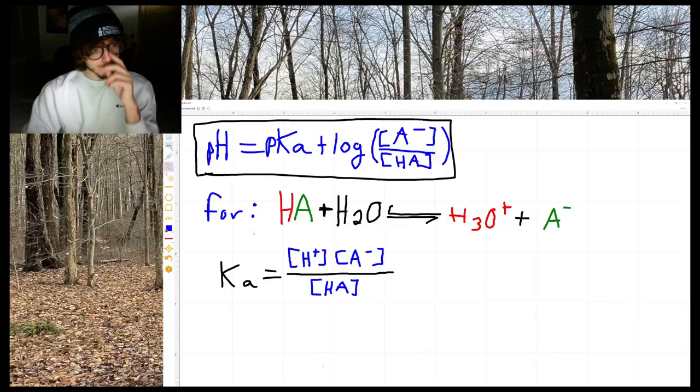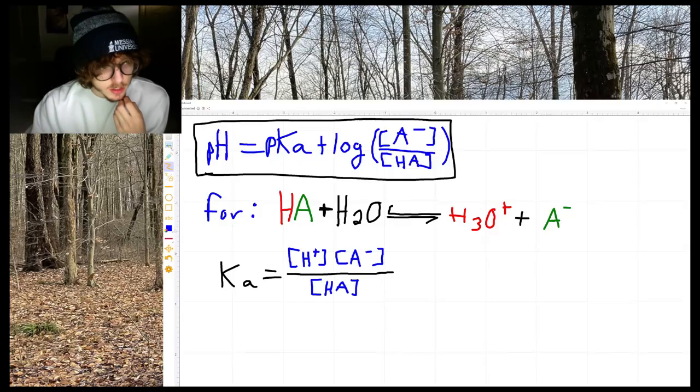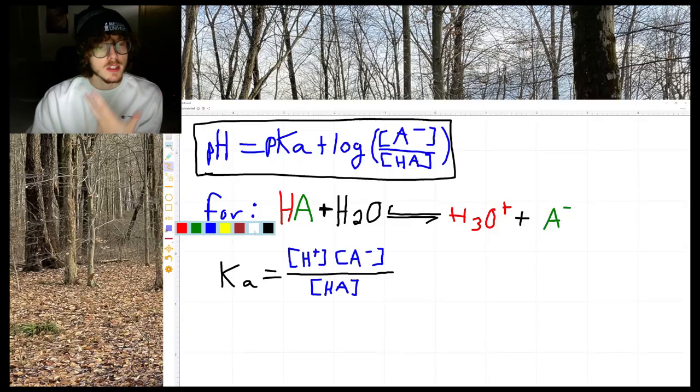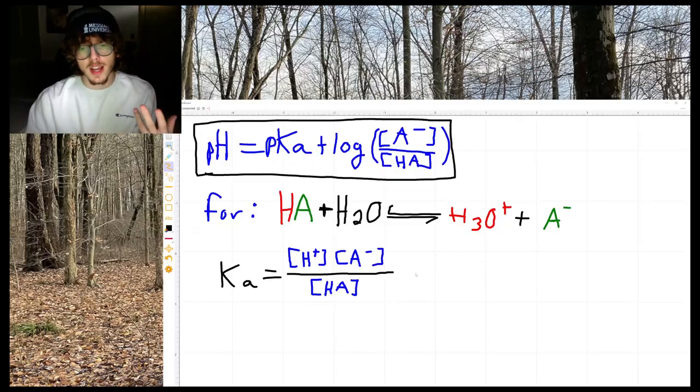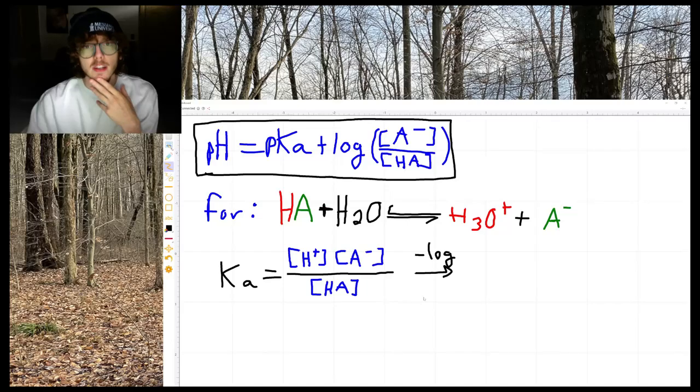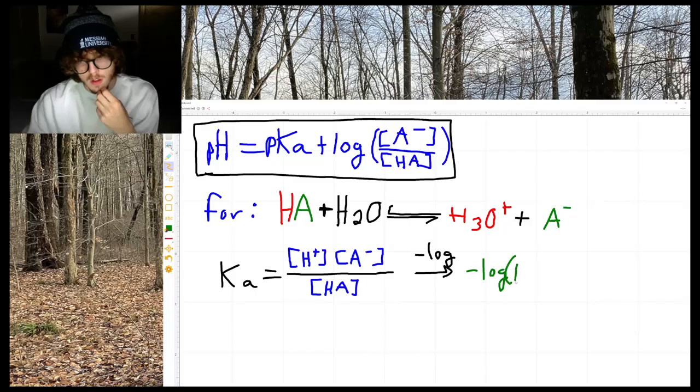So how we get the Henderson-Hasselbalch is we do an equivalent statement that still keeps Ka equal to this. We're just going to take the negative log of both sides. And this, you'll see, is the biggest step to seeing how we get the Henderson-Hasselbalch equation. So if we take the negative log of Ka, right?